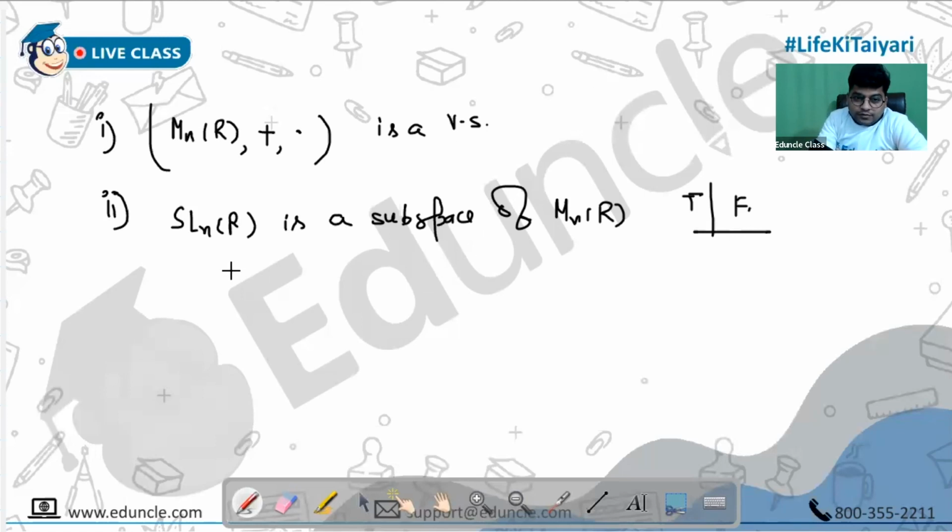What is SLNR? SLNR is the set of all matrices from MNR such that the determinant of A is 1, and this is a subset of MNR.